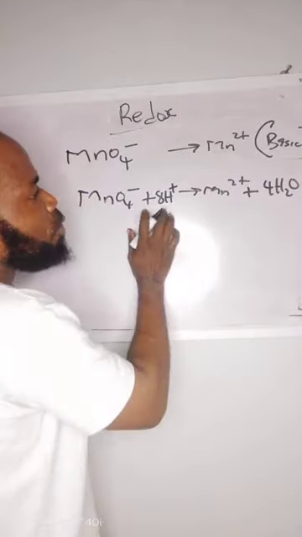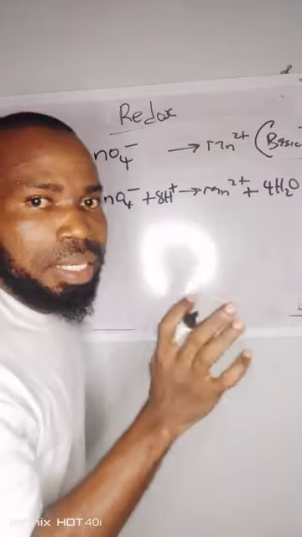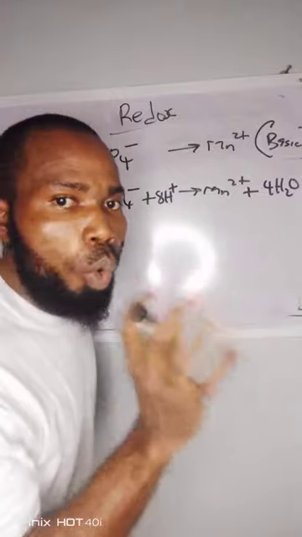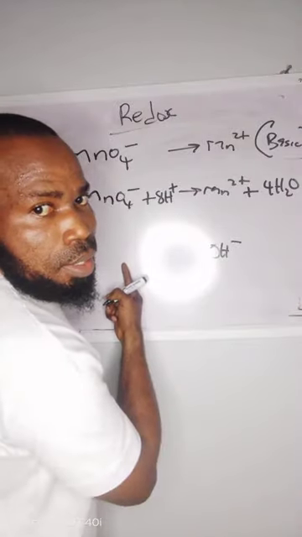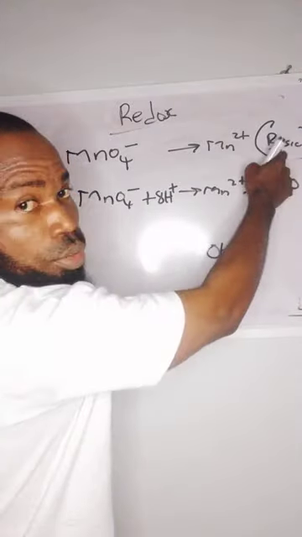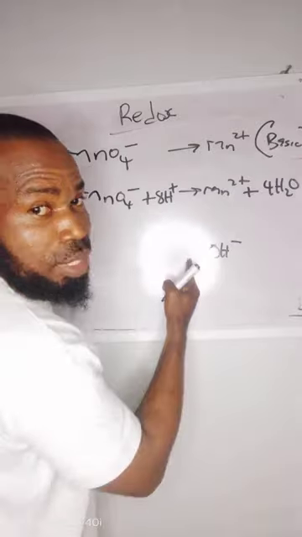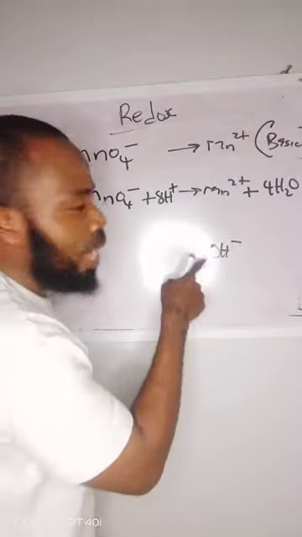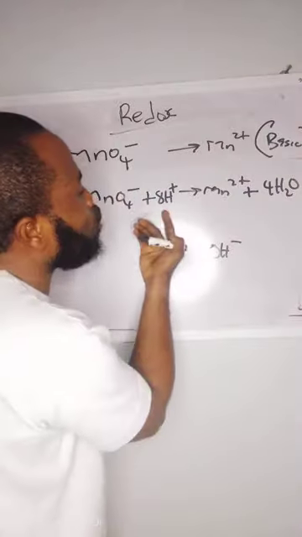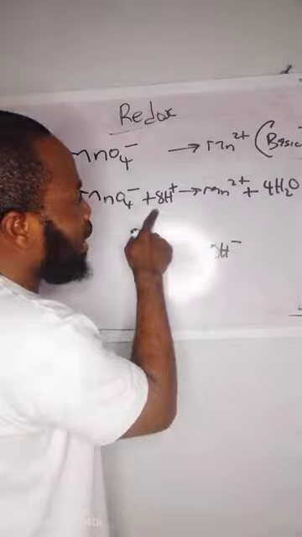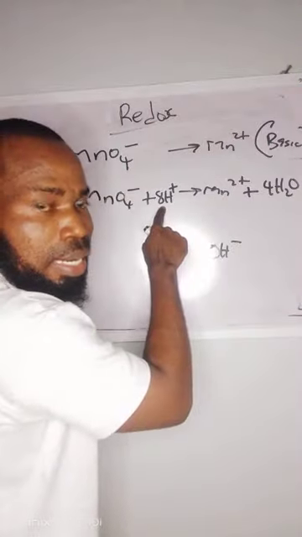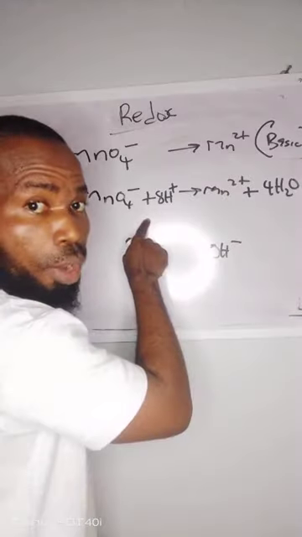Now, if we get to this place, because we are balancing in basic condition, you have to add OH minus to both sides. Because it's basic condition, we have to add OH minus to both sides. The number of OH minus to be added to both sides depends on the number of hydrogen that we are having here. So remember, we are having 8 here, so I'm going to be adding 8 OH minus to both sides.